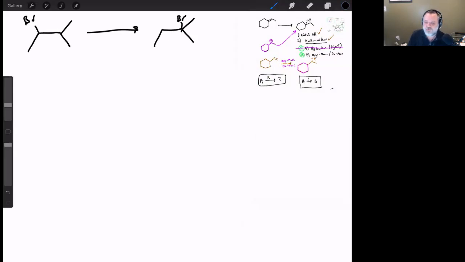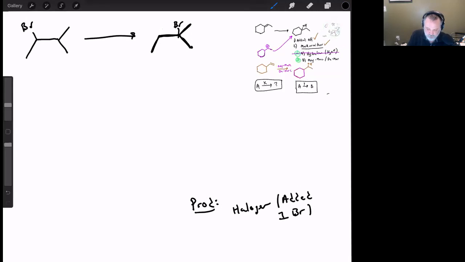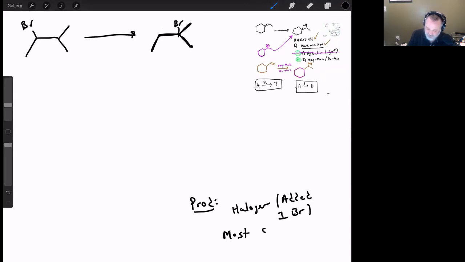So you're essentially still going to approach it the same way, in that you want to look at the product and see what you have. In the product, I have a halogen. So maybe I added 1 Br. It looks like it's in the most substituted location.